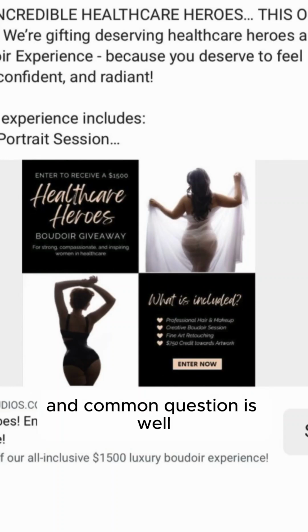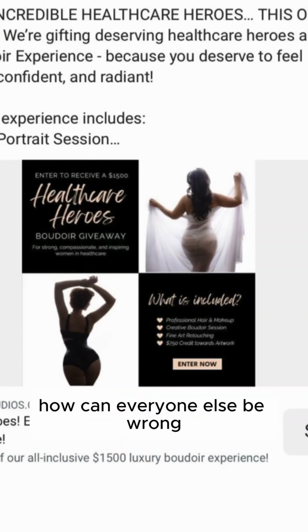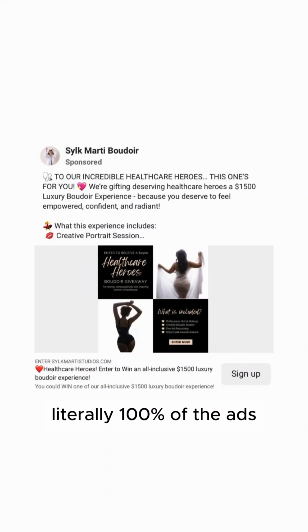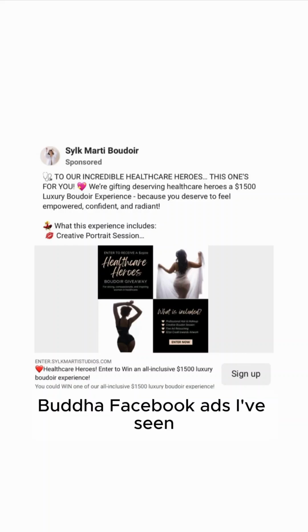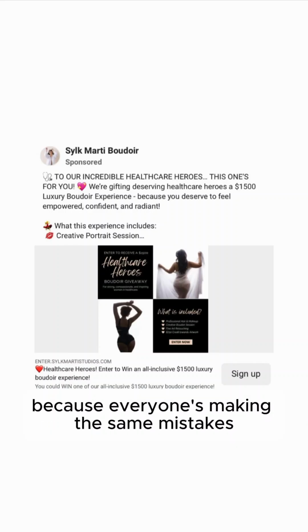And a common question is, well, if all the other Boudoir Facebook ads look like this, how can everyone else be wrong? It's because everyone else that I've seen has BLCS. Literally 100% of the Boudoir Facebook ads I've seen the backends for have had BLCS, Boudoir low click syndrome, because everyone's making the same mistakes.